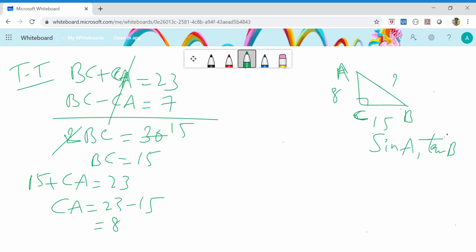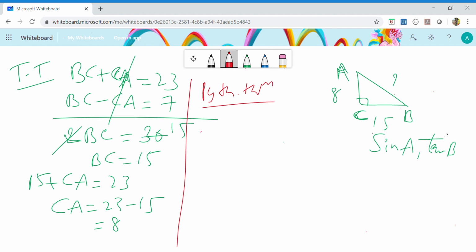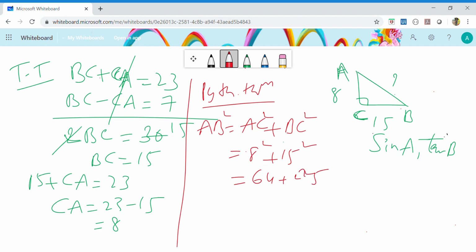By Pythagoras theorem you can find out. AB square is equal to AC square plus BC square. So 8 square plus 15 square is 64 plus 225, that is 289. AB is equal to root 289, which is 17 centimeters. So the hypotenuse you got is 17.